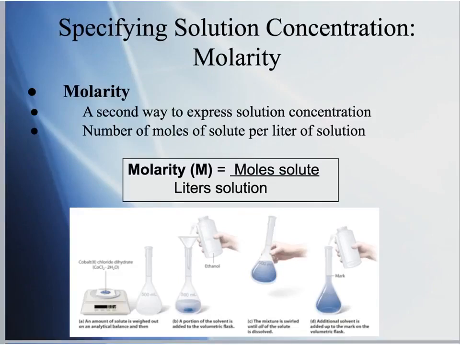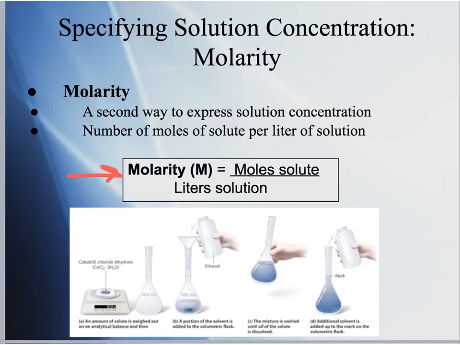All right. Let's take a look at a second way in order to specify solution concentration, and that is called molarity. So we have percent mass, which is the percentage by mass in a solution, and now we've got this thing called molarity. So molarity is the second way to express solution concentration, and it is basically stated as moles of the solute over liters of solution. So here is the equation for molarity: moles of solute divided by liters of solution.